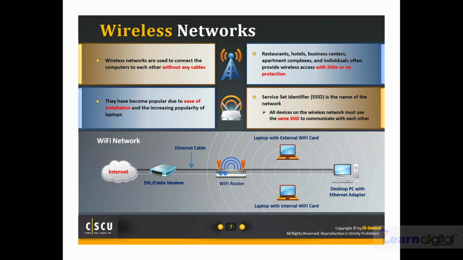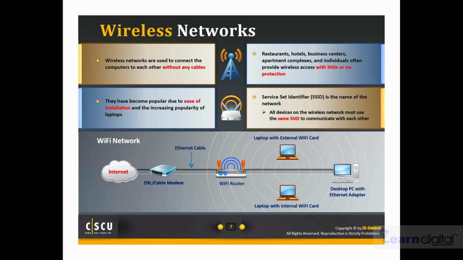So wireless networks are used to connect computers to each other without any cable. They have become popular due to ease of installation and the increasing popularity of laptops and mobile phones, smartphones, tablets, iPads, etc. And now restaurants, hotels, business centers, apartment complexes, and individuals often provide wireless access with little or no protection, right? The service set identifier, SSID, is the name of the network. All devices on the wireless network must use the same SSID to communicate with each other, right?